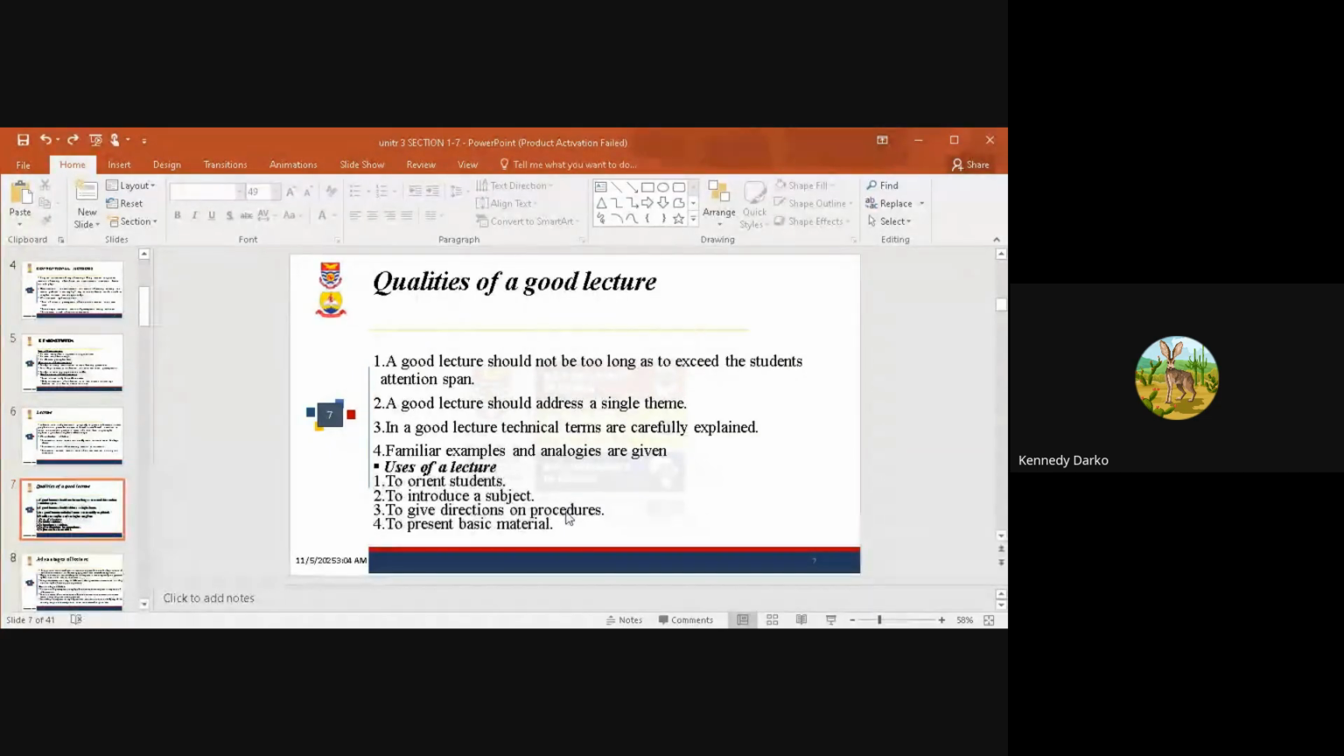Now, uses of a lecture to orient students. At what time do we use the lecture method? You all went for orientation. So we use the lecture method to orient students, to introduce a subject, to give directions on procedures, and to present basic materials. So that is that for the lecture method. The qualities of a good lecture is what we are having now. All right, let's move on.